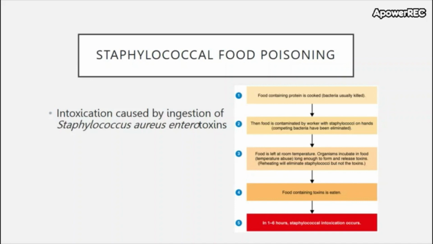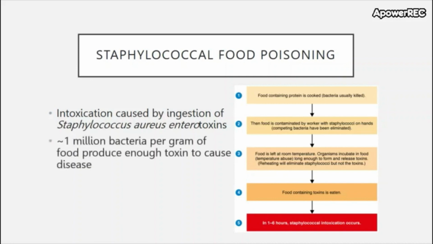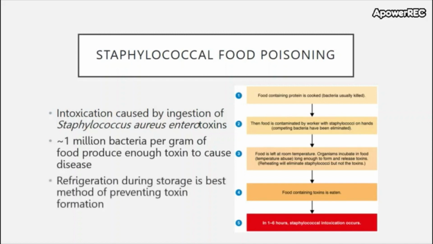Step 4, the food containing toxin is eaten, and then step 5, in 1 to 6 hours, a staphylococcal intoxication occurs. As you can see, this can happen very quickly, 1 to 6 hours, which is indicative of an intoxication. It does not require a lot of bacteria to get this done. Only about 1 million bacteria in a single gram, which is just a pinch of a lot of foods, is enough to produce the toxin to cause the disease. Refrigeration during storage is the best method of preventing toxin formation.